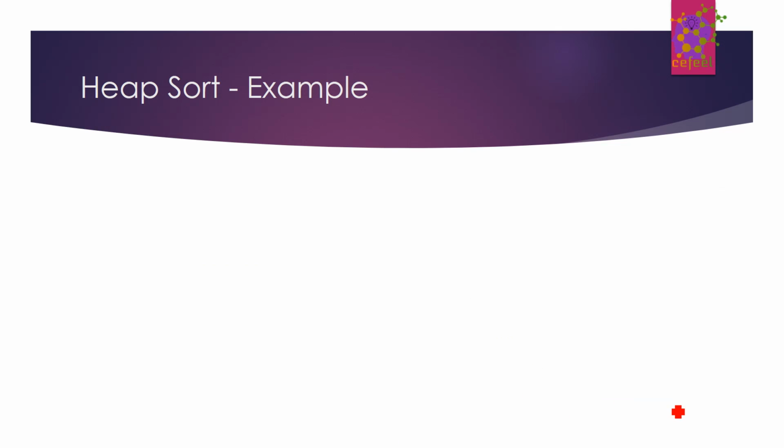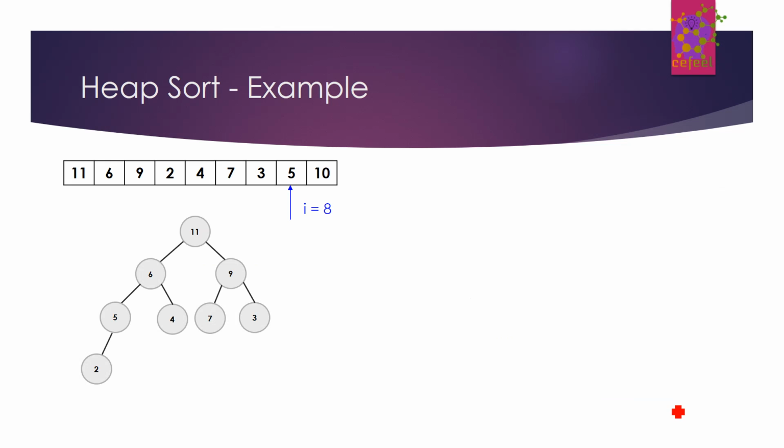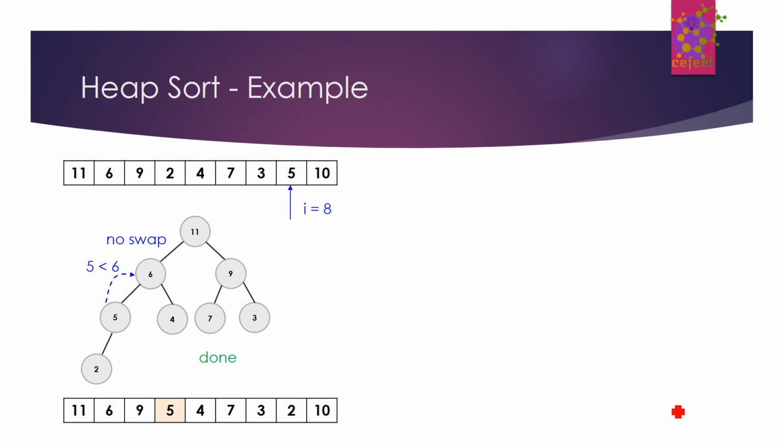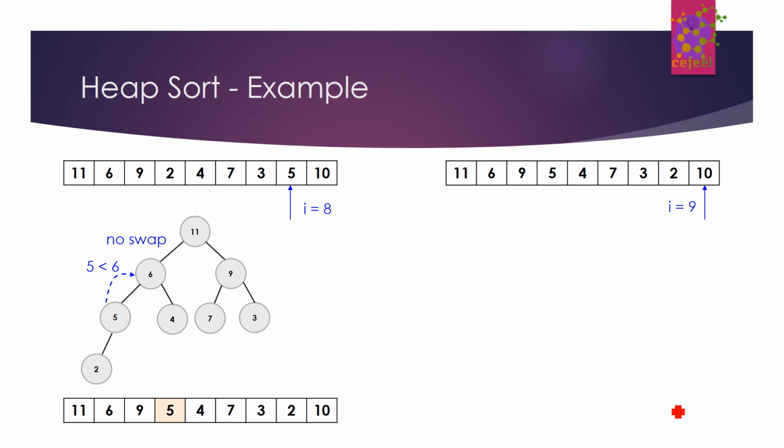So 5 and 2 are swapped, but we are still not done. We have to compare 5 with its parent again to see if we will need more swaps. So we compare 5 with 6, but 5 is less than 6, which means heap property is still satisfied. There is no need to swap, and we are done here. There's no need for more comparison. 5 has found its position in the heap.